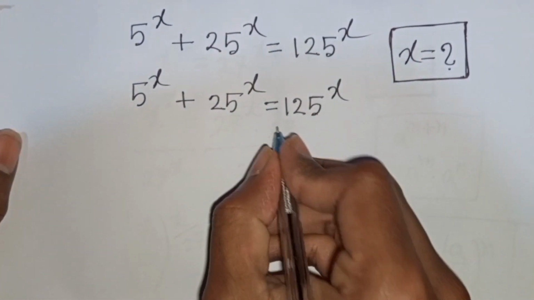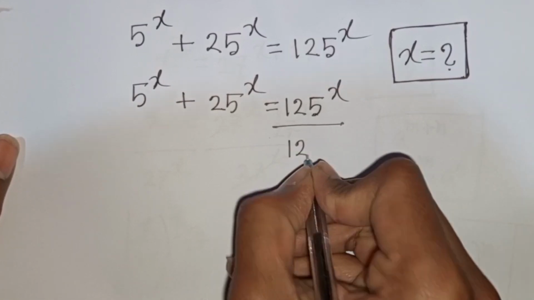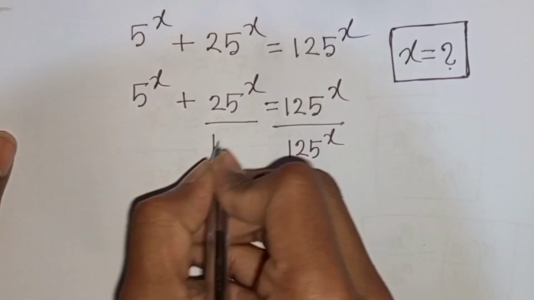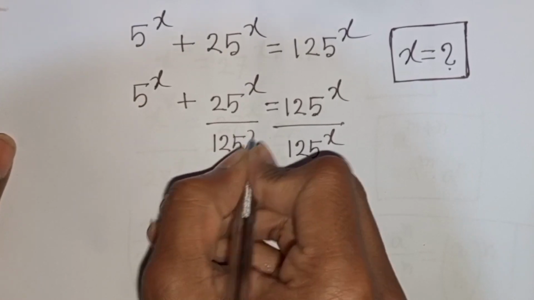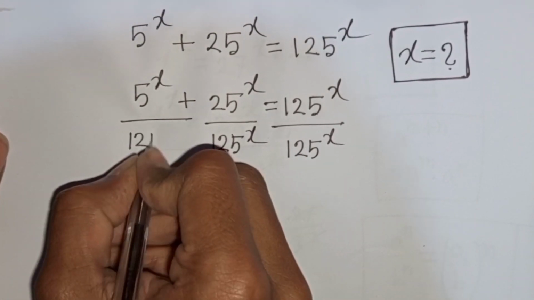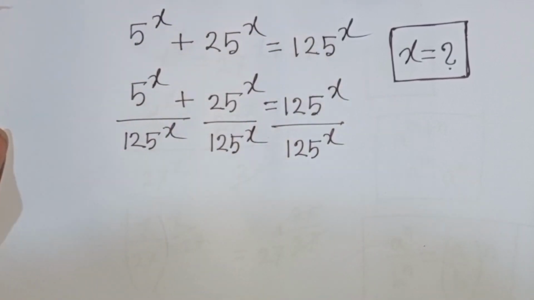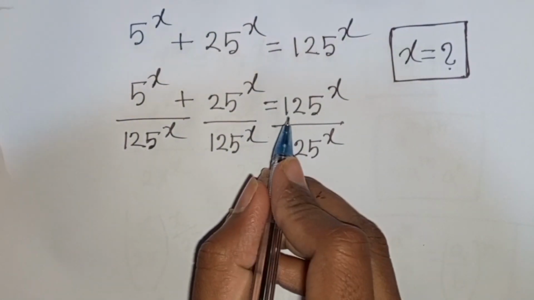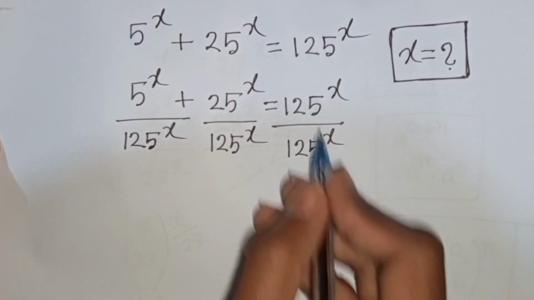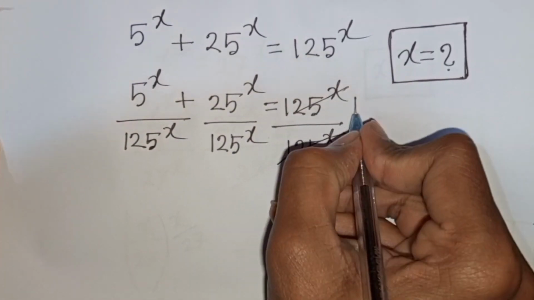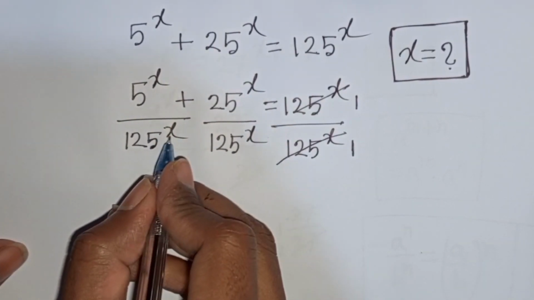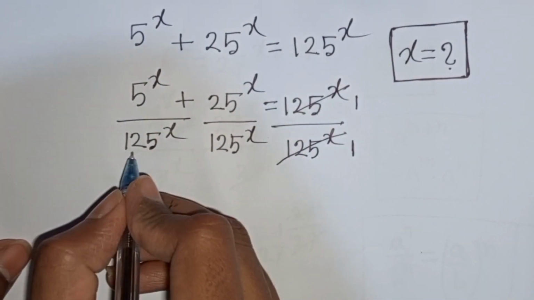So divided by 125 power x, divided by 125 power x, divided by 125 power x. Now we see this 125 power x will be cancelled, so here and here. Now from here we see x is the same power but different base.